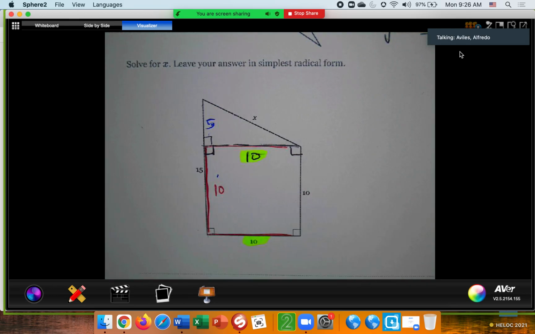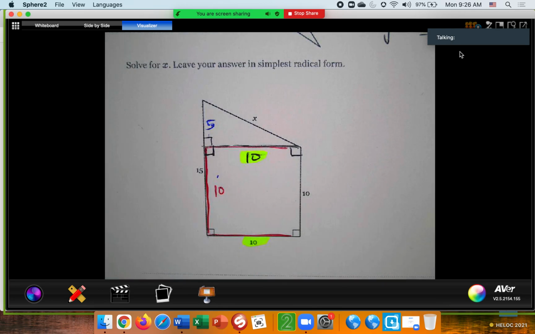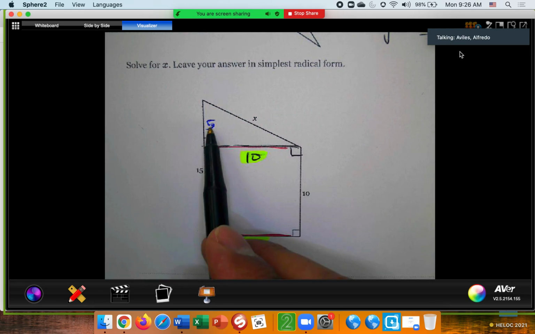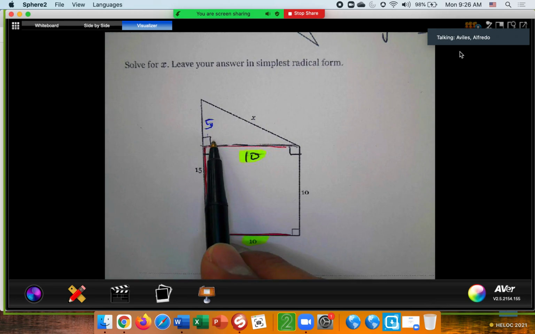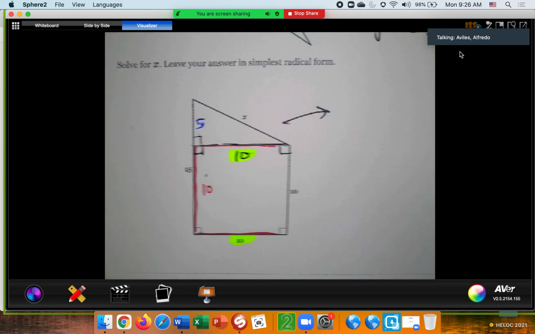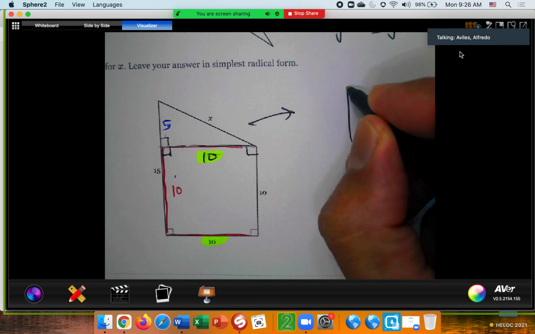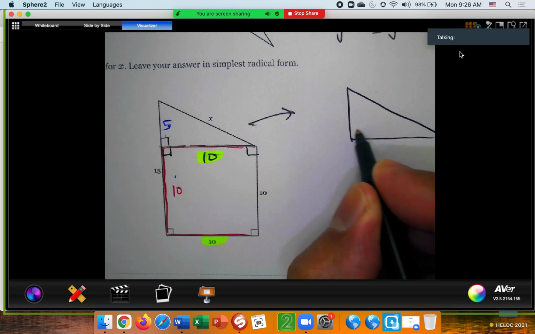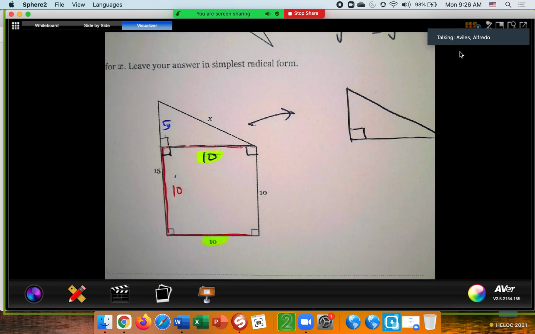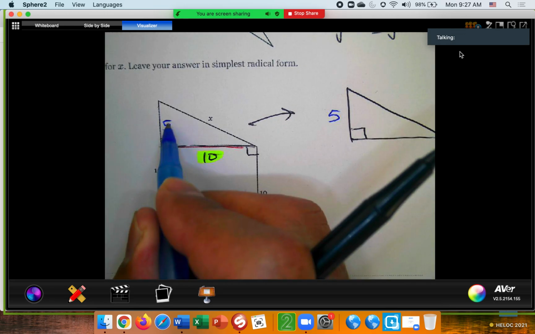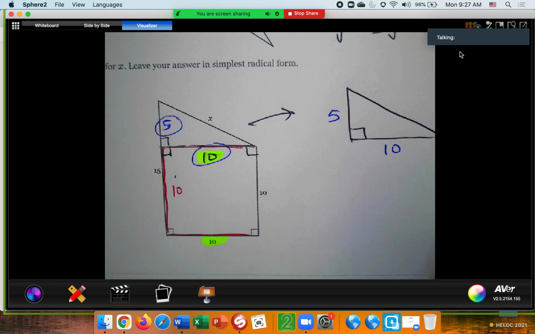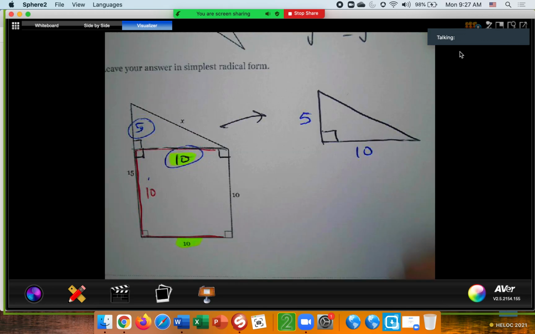And then that's how you get, so now you have the two sides of this right triangle over here. So now you have, this side is 5, this side is 10, and then they ask you to solve for x.